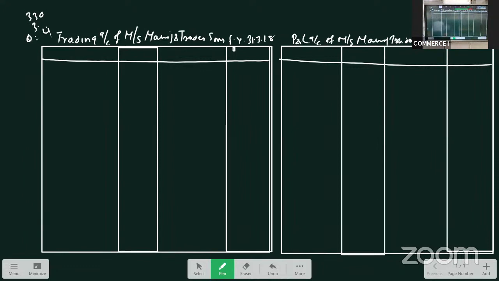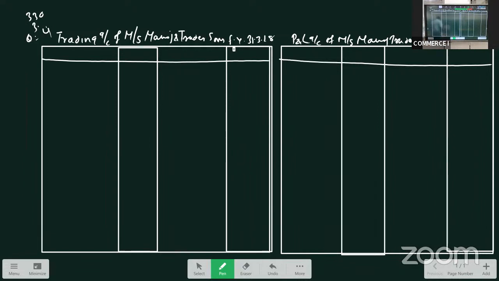Okay. Adjustment we go through once again. Closing stock. Then we have outstanding salaries. Insurance has an adjustment. Provision for bad debts has to be created. Depreciation is there on furniture and machinery. Outstanding wages are there.